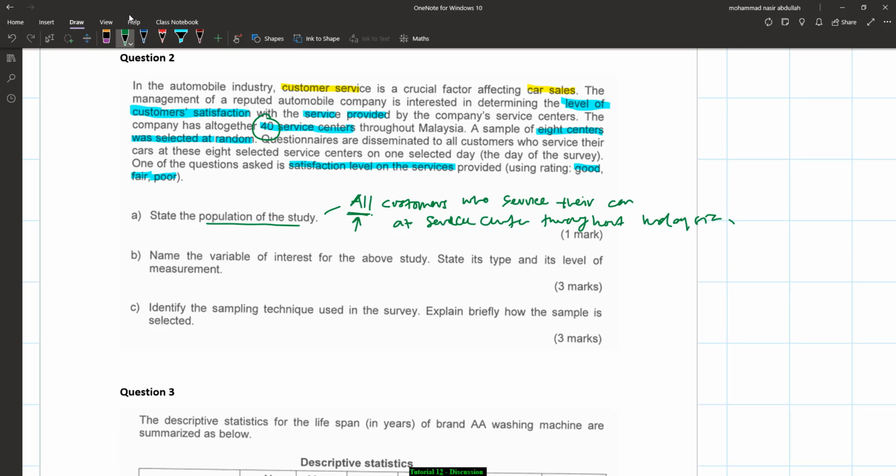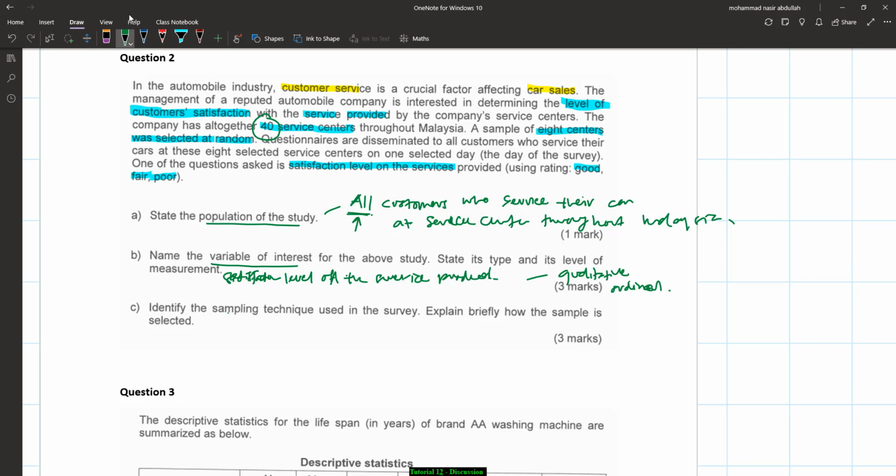That is 1 mark. Now, name the variable of interest. The variable of interest is the satisfaction level on the service provided. So this is the variable of interest, and its type is a qualitative variable and the level of measurement is ordinal. We discussed that just now.